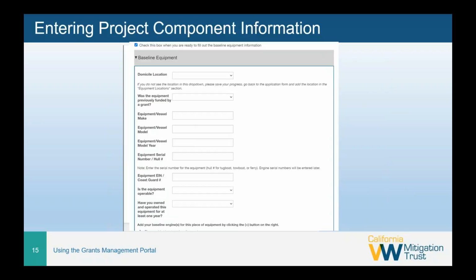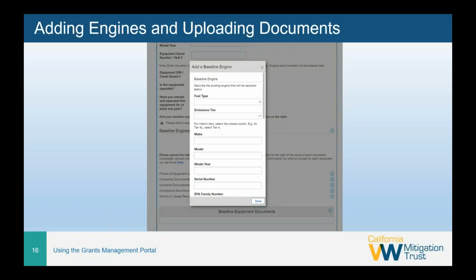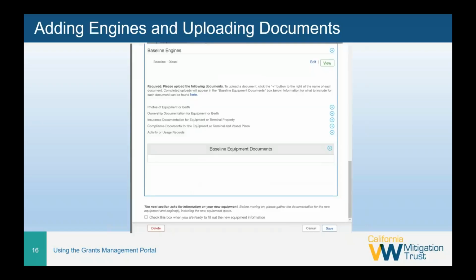After providing information about this piece of baseline equipment, you'll need to add detailed information about the engines in the baseline equipment. Click the plus button on the right to make the questions related to engines appear. Enter the information about the engine and upload the executive order for the engine here on this form. Then you'll press Save to close the form and return to the equipment page. For each engine in the baseline equipment, you'll need to click this plus button and enter engine information.